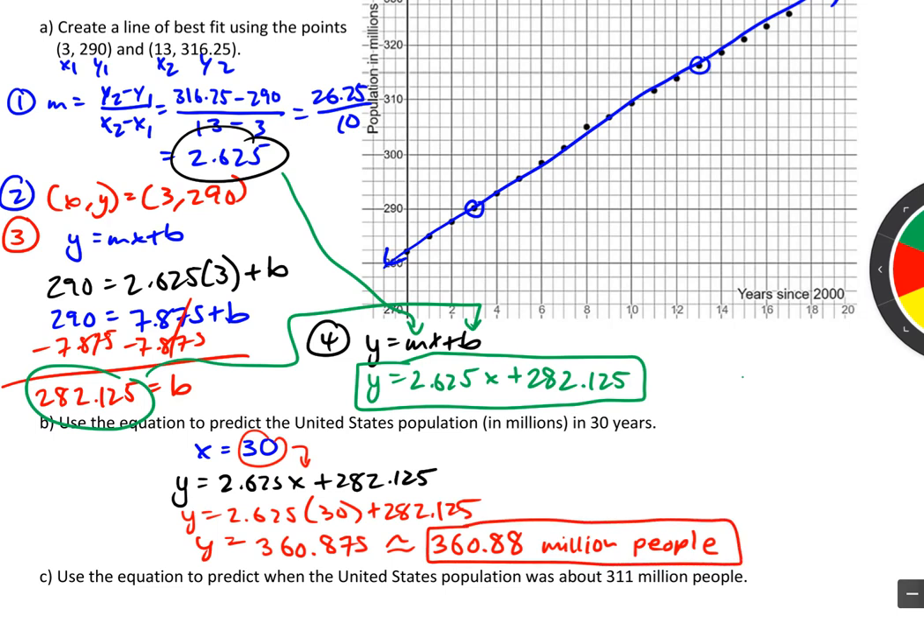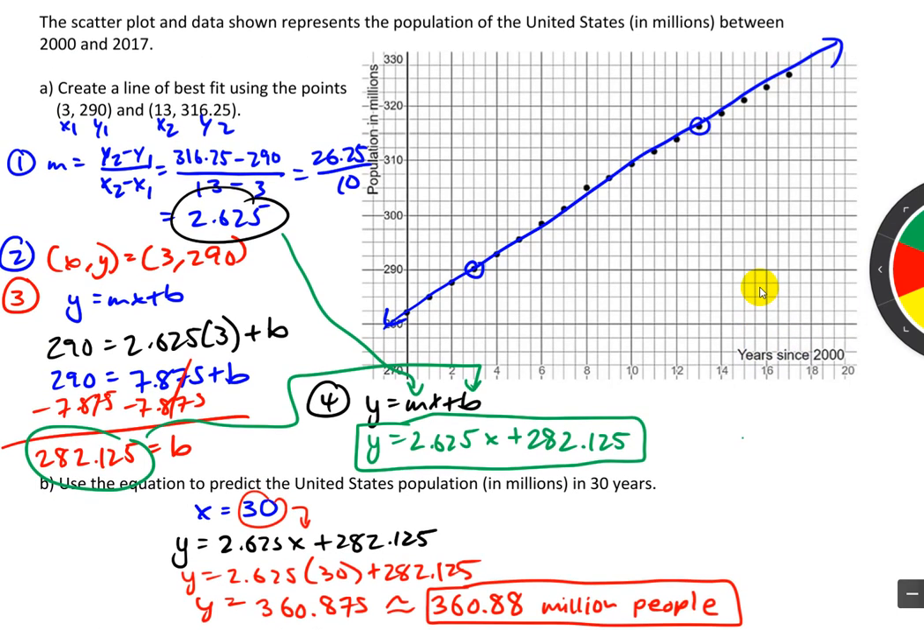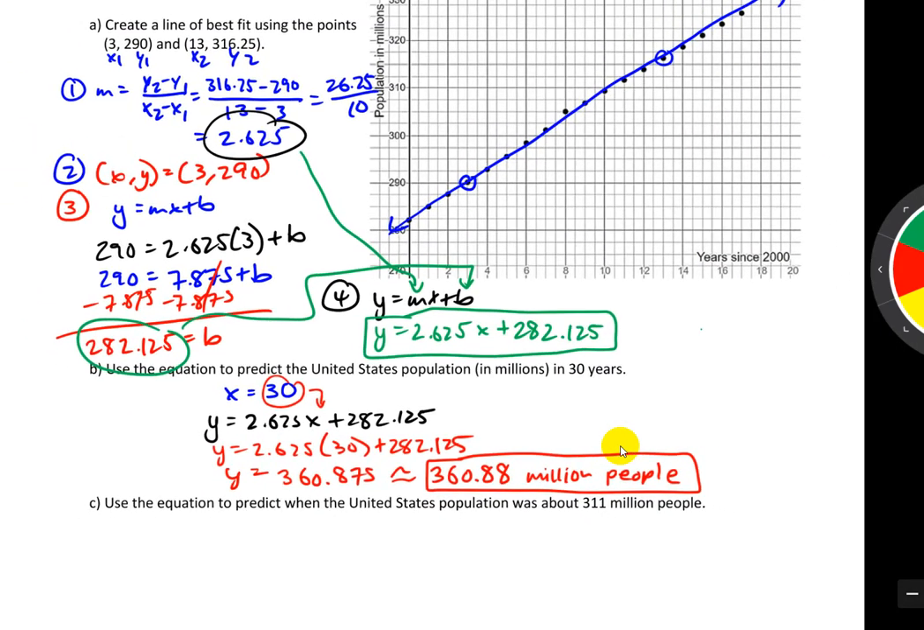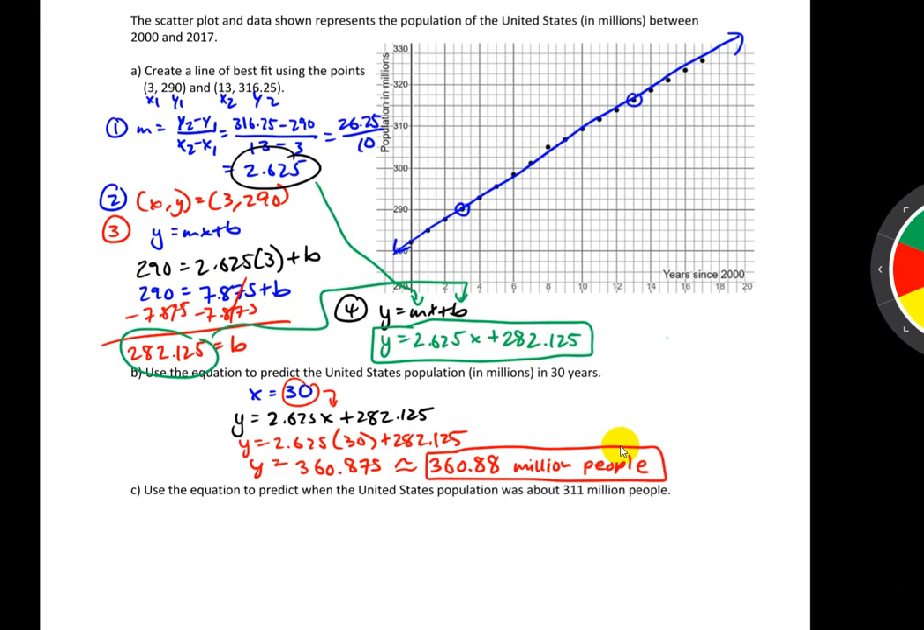Okay. Now, I guess that makes sense based on what we have here, right? Because it's going to be off the graph, we cannot see it. That makes sense. And the last part says use the equation now to predict when the United States population was about 311 million people. So we use this equation again: y equals 2.625 times x plus 282.125. The population is y, so y is going to be 311 million.